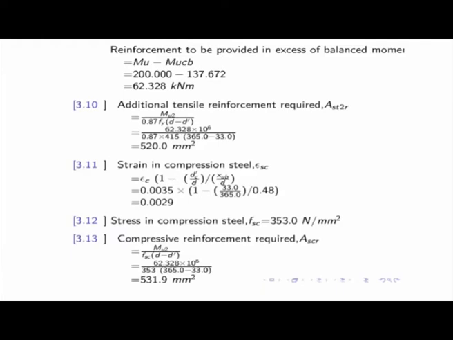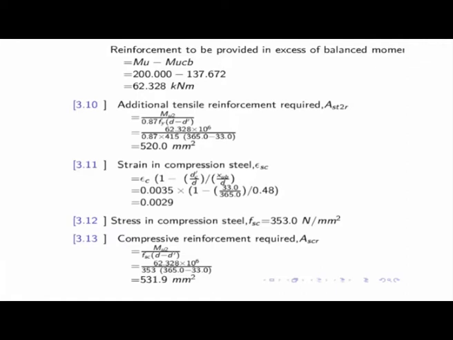Generally we provide 12 millimeter bars as the minimum. But you have to accommodate those bars within the space given to you, within the width of the beam. I hope now I am clear to you.